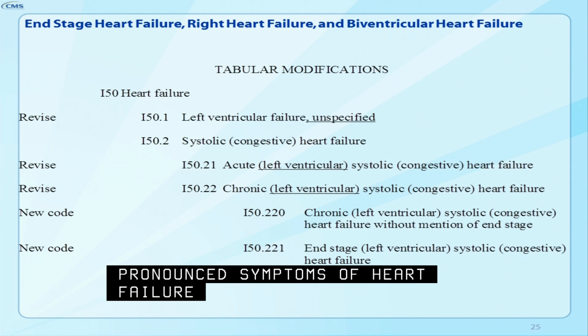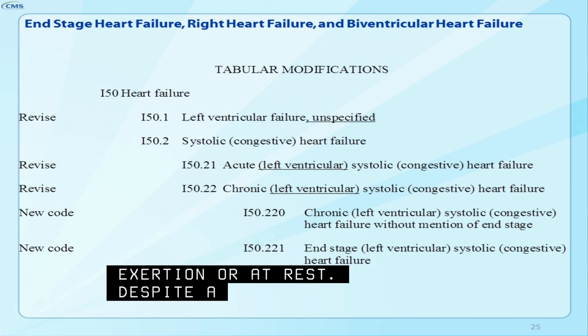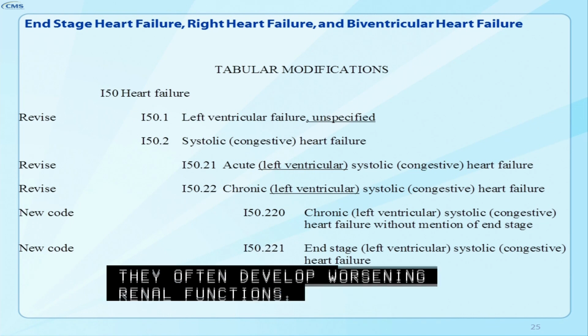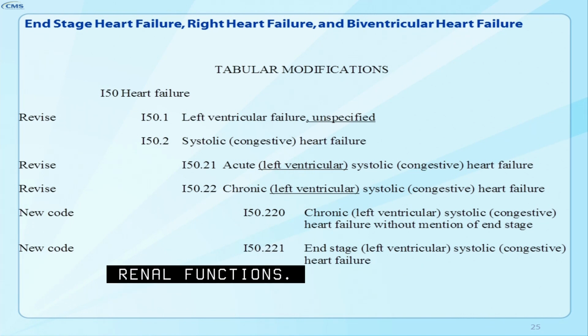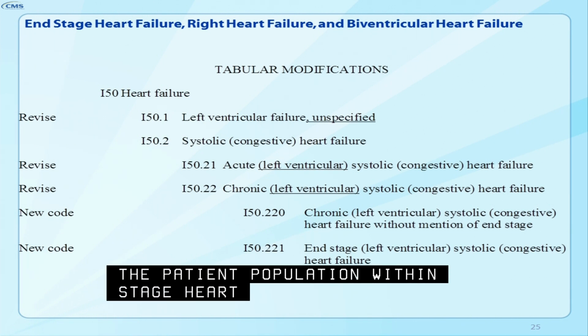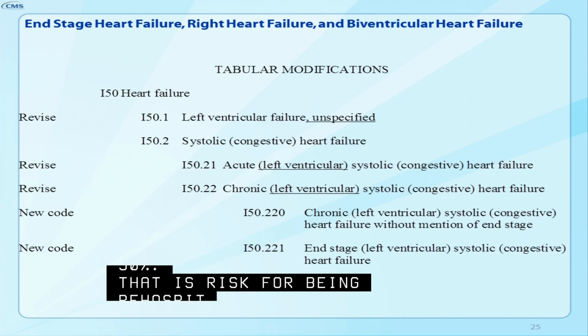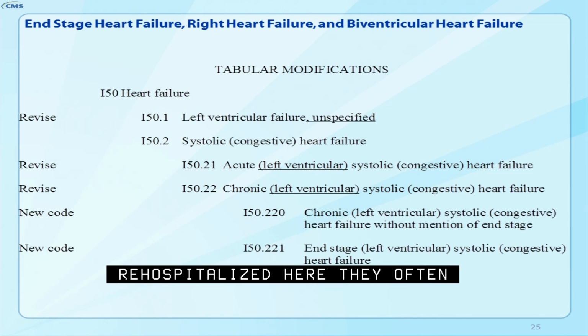They frequently become intolerant to medical therapy. They often develop worsening renal function. They may have diuretic resistance based on current guidelines. The patient population with end-stage heart failure have a one-year mortality rate of about 50%. They're at the highest risk for being rehospitalized. They often require special therapeutic interventions such as ventricular assist devices. They may require an artificial heart or heart transplantation, or they may require hospice care as another alternative.